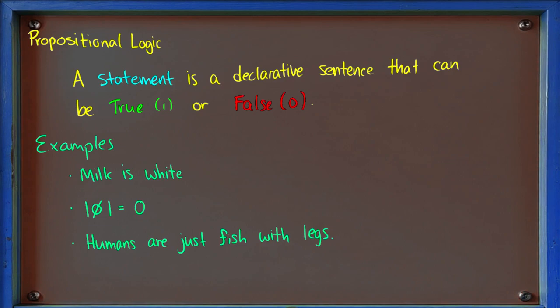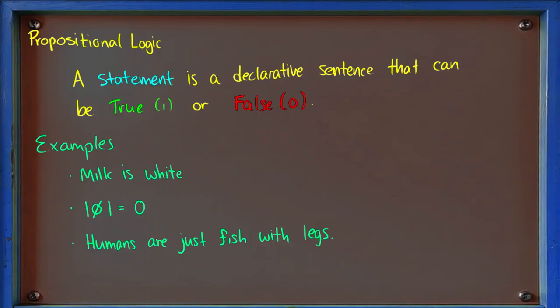Let's begin Introduction to Propositional Logic and English Sentence Translation. So before we can really dive into the connectives and syntax of propositional logic, we have to talk about what a statement is. A statement is a declarative sentence that can be either true or false. True is 1 and false is 0. This ties very closely to Boolean logic.